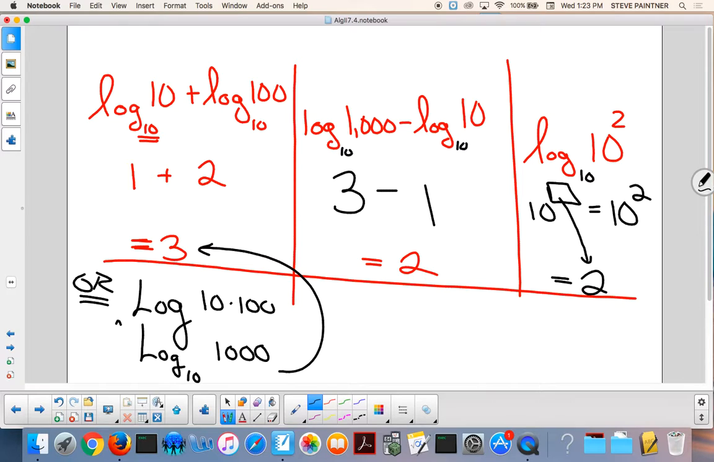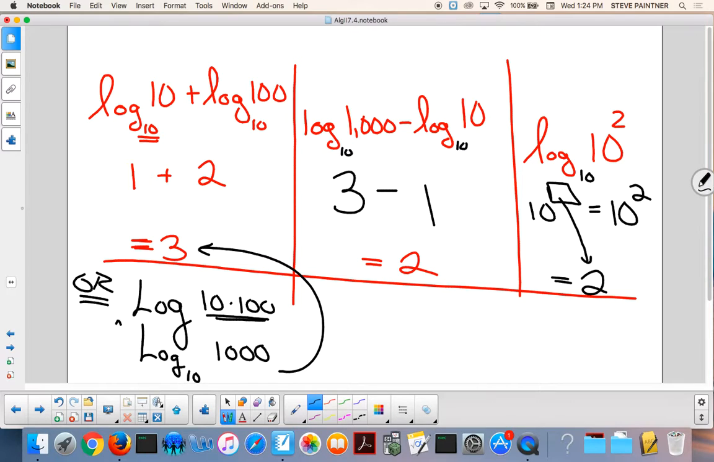So when you look at the properties, guys, it's going to say this to you. If you see log of a number plus log of a number, it can be converted back to just one log of the two numbers multiplied. So multiplication and addition go together. Or you can go the other way. You can say log of multiplication can be split into 2 logs.